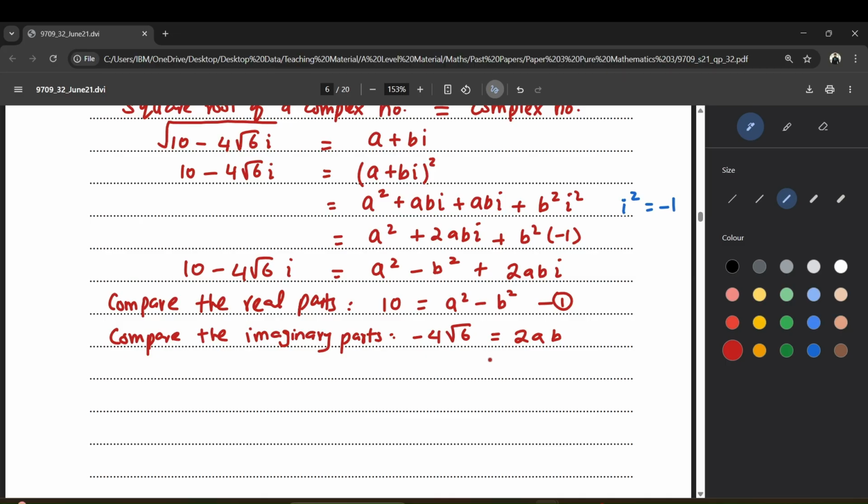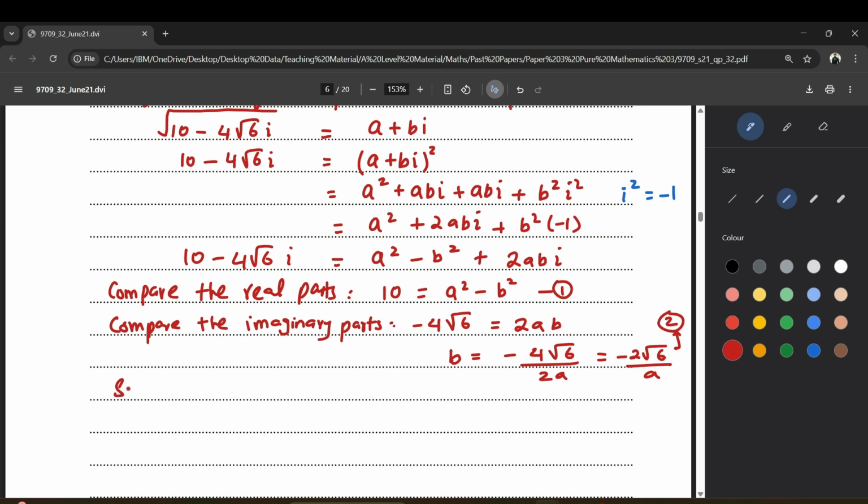Now, what I can do is make any one of them the subject of the formula. So let's say that I make b the subject of the formula. So b is equal to minus 4 root 6 divided by 2a. That would give us minus 2 root 6 over a. Okay, and that is my second equation.